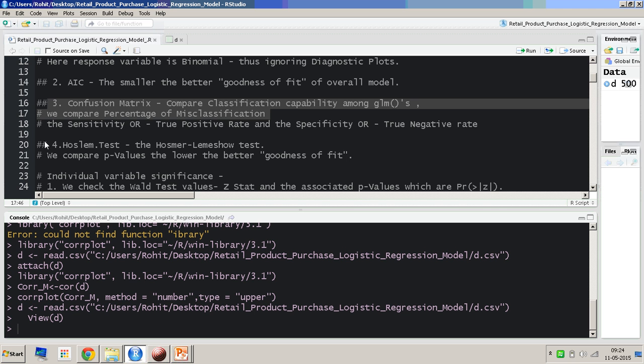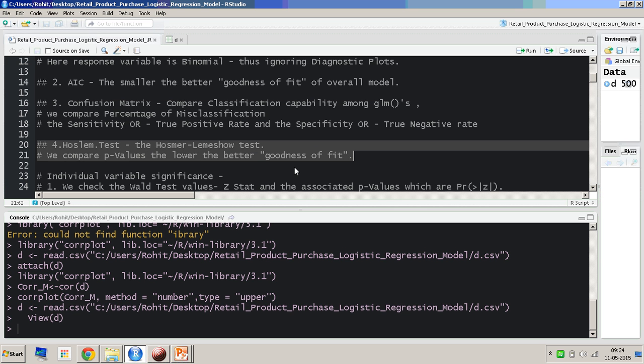And then of course we will do a significance test, which is the Hosmer-Lemeshow test, or called the hoslem dot test, to compare the p-values or the probability values. So the lower the p-values, the better the goodness of fit for individual models.